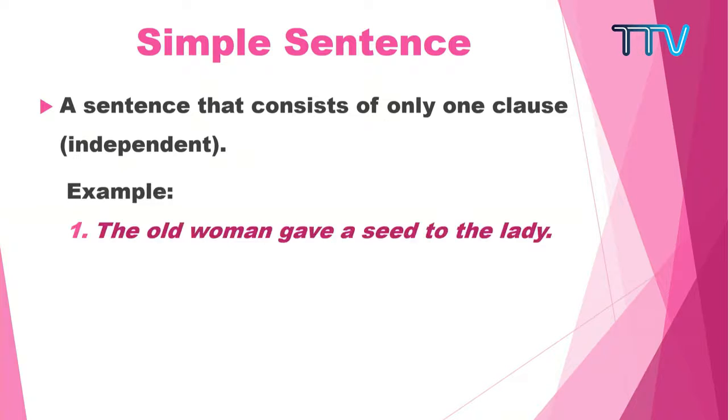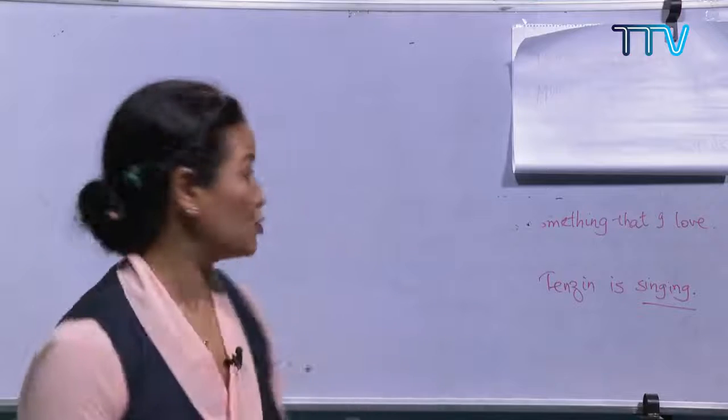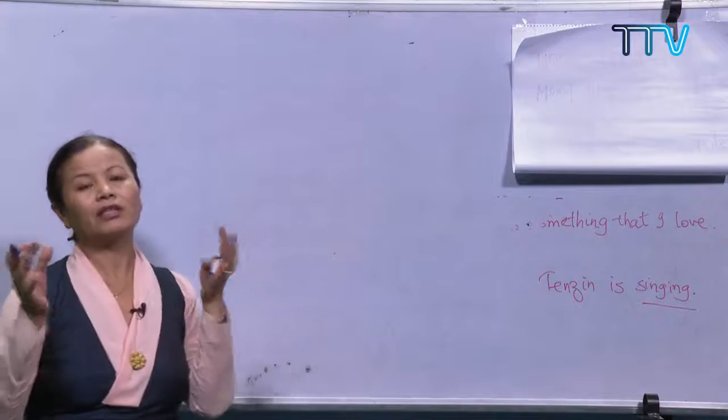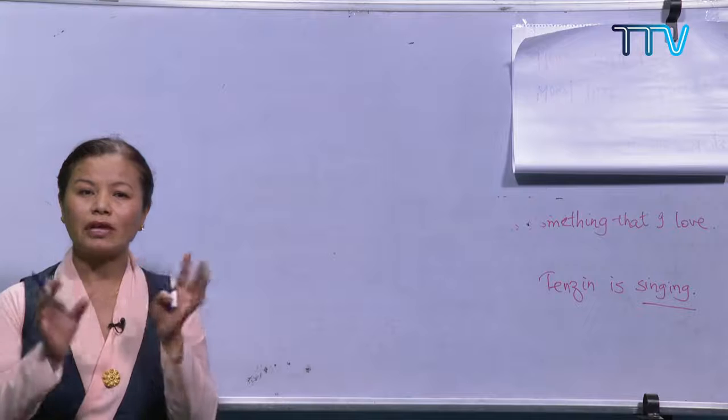For example, the old woman gave a seat to the lady. This is an example of a simple sentence. Like phrase and clause make a sentence, but in a simple sentence, what you need to understand is that it consists of a clause, and that clause has to be independent, because in the third session, I will discuss types of clauses with you.